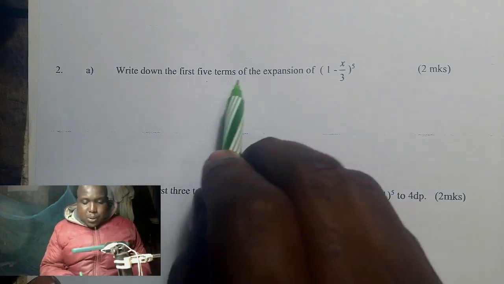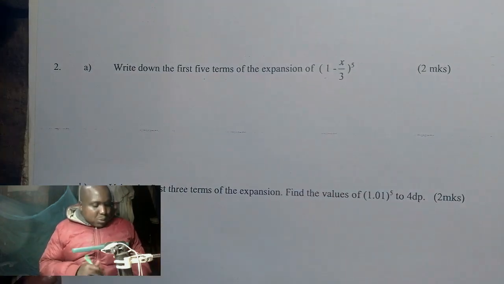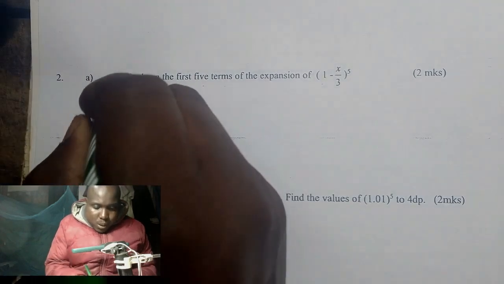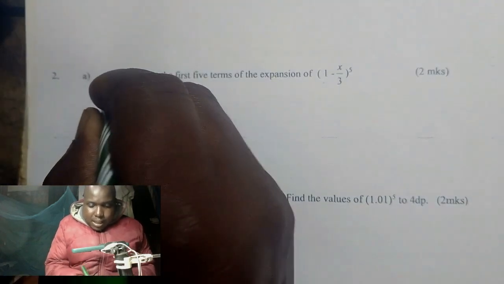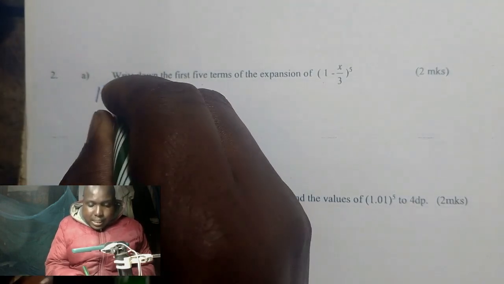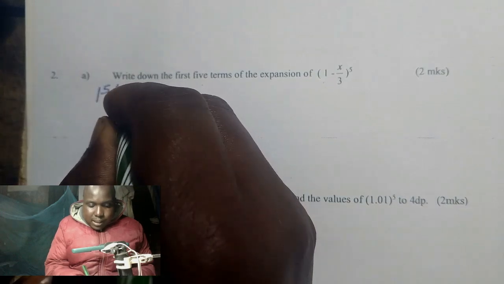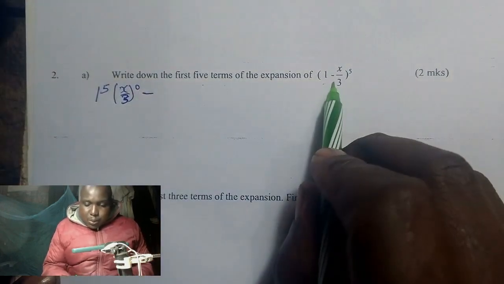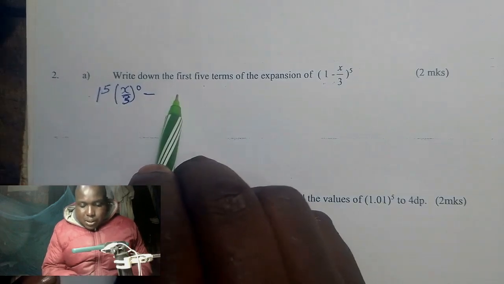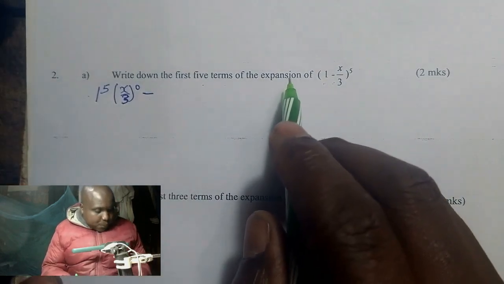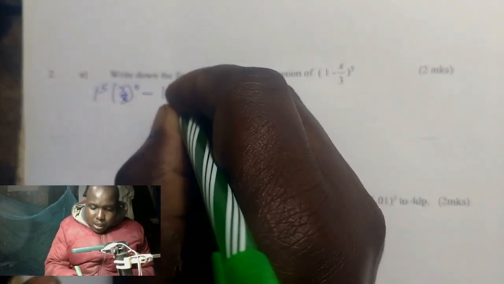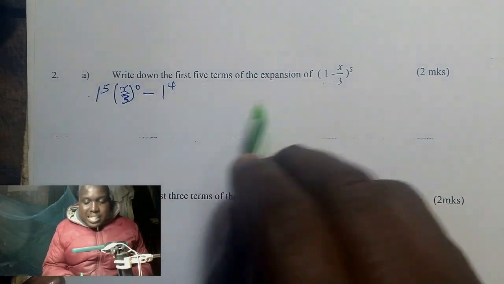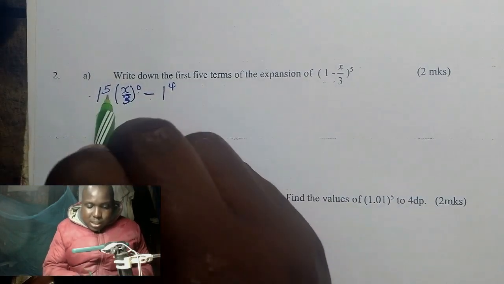Write down the first 5 terms of an expansion. When you expand, let us expand this one. You start with the first term. So it's going to be 1 raised to power 5. And then the second term, you open bracket, x over 3 raised to power 0. Then, because it is subtraction, we start with positive, then minus, positive, minus, positive, minus as it moves on. So we are going to have 1 raised to power 4 now. The first term decreases to the right. The second term increases to the right. So we start with 0, it starts with 5, 4.